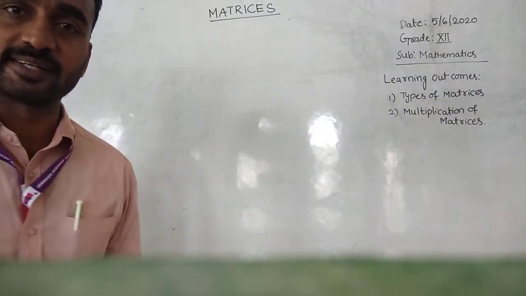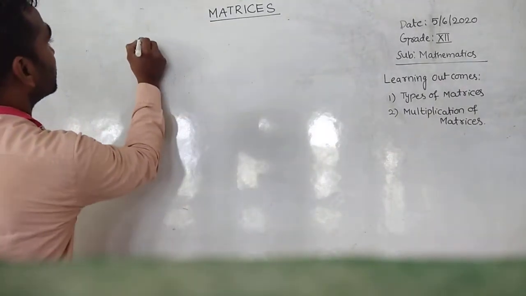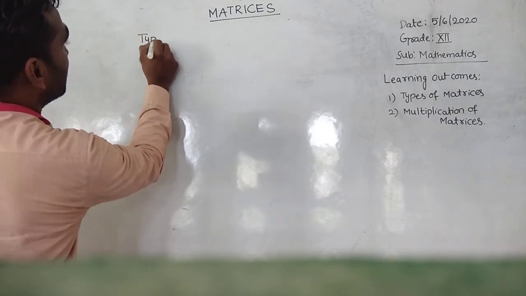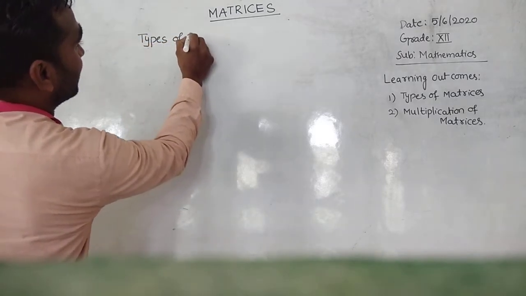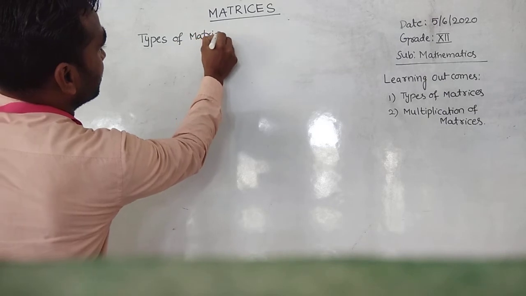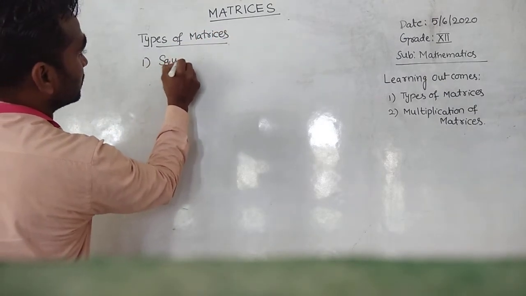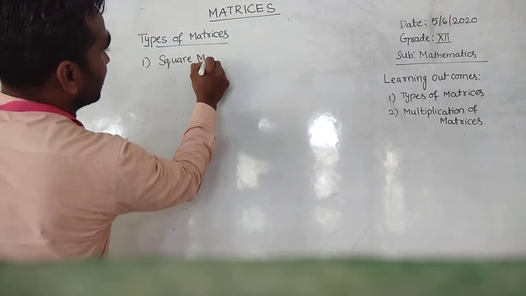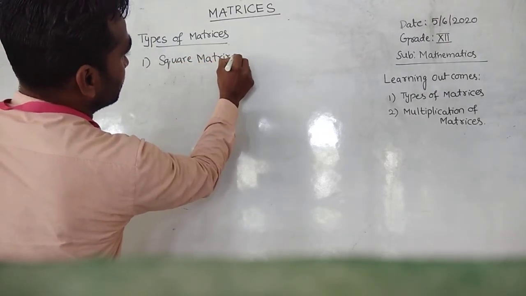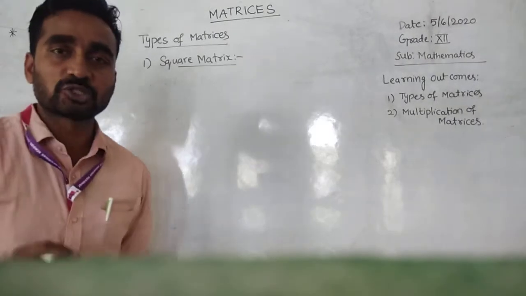Next, types of matrices. The first type is square matrix.